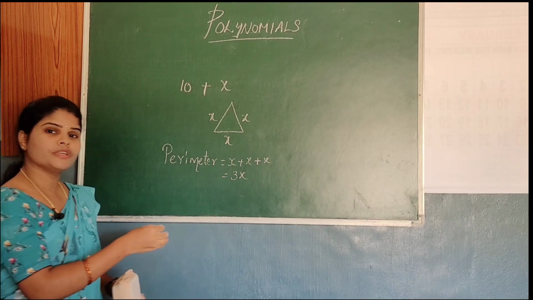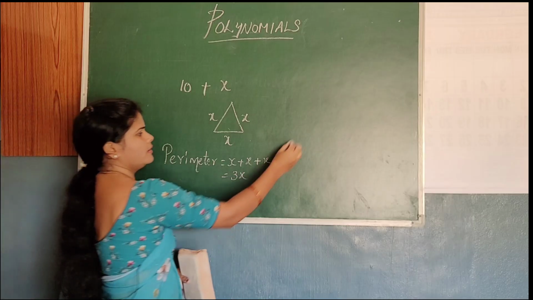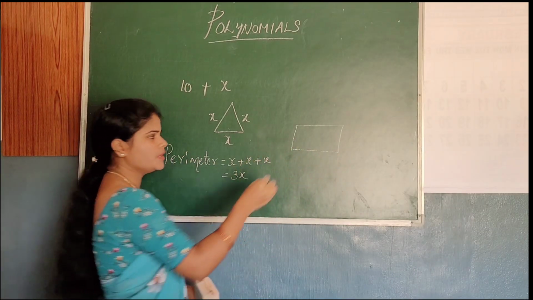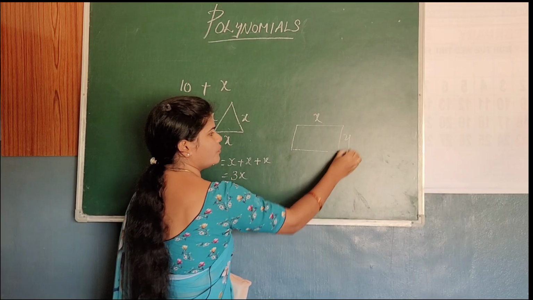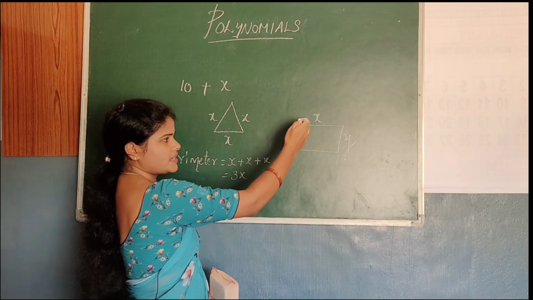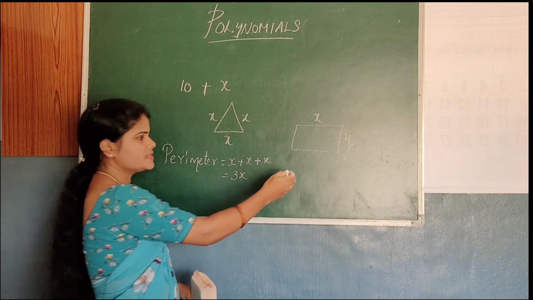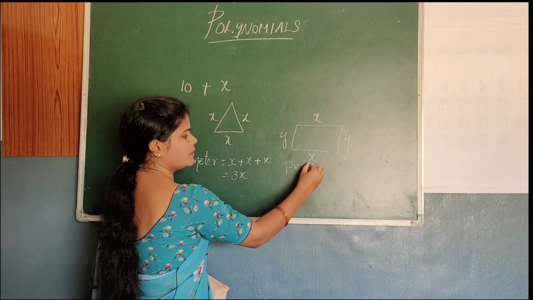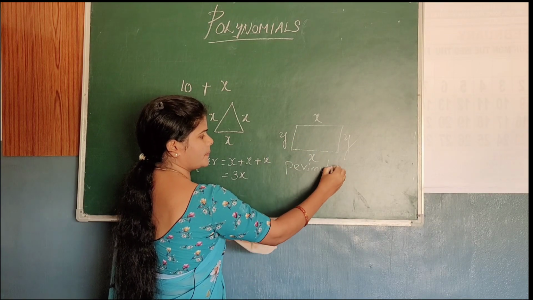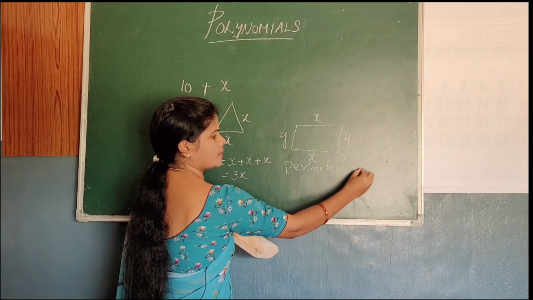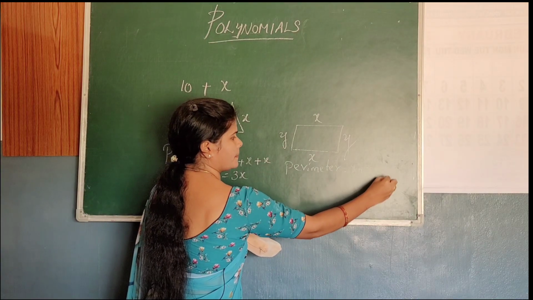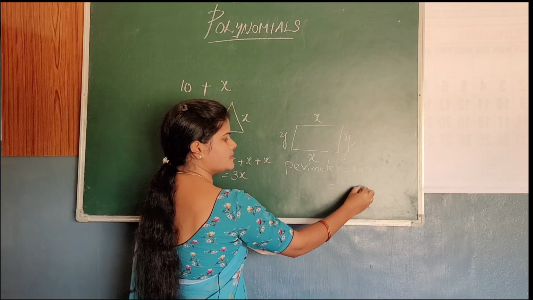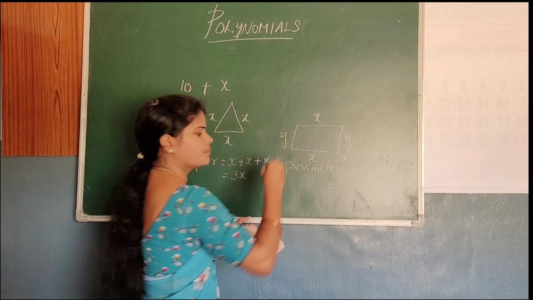If I take a rectangle, its length will be X and breadth is Y. In the rectangle, the opposite sides are always equal. So its perimeter will be X plus X, 2X, plus 2Y.